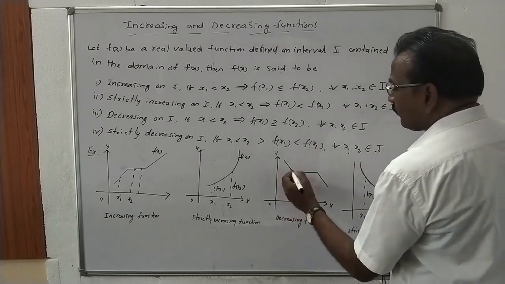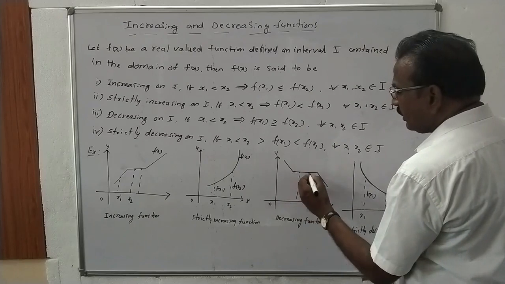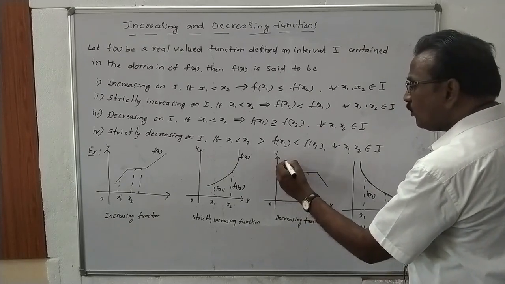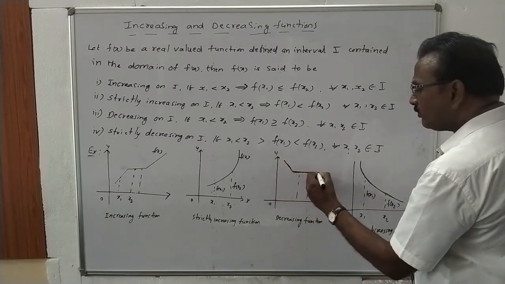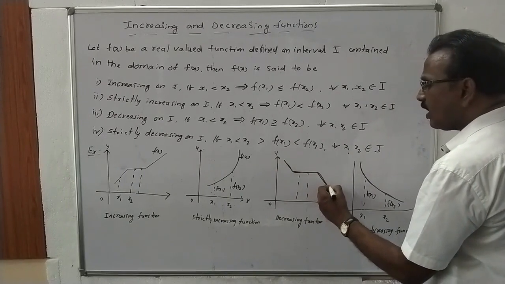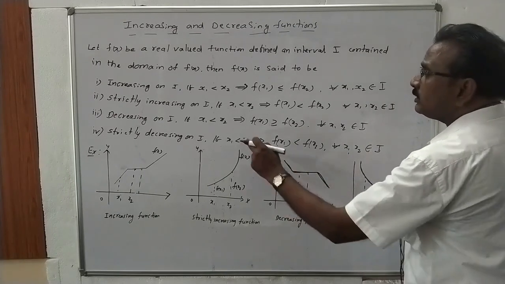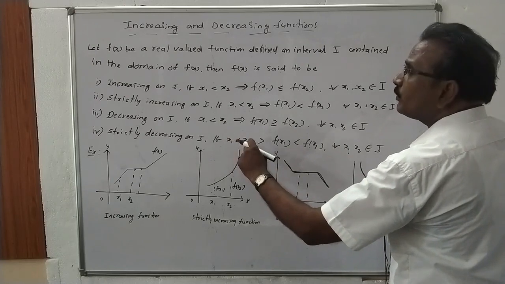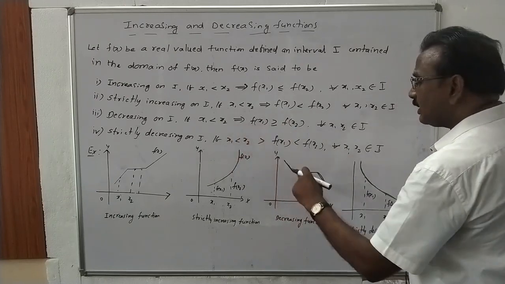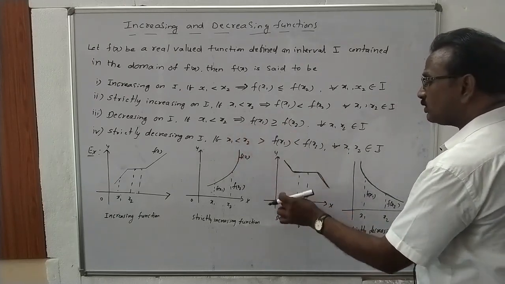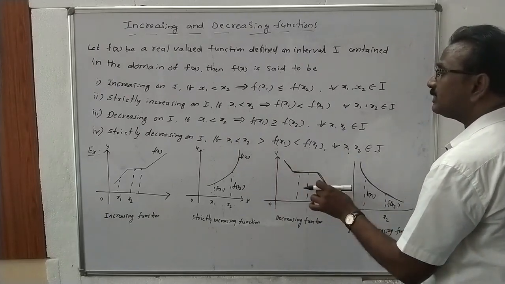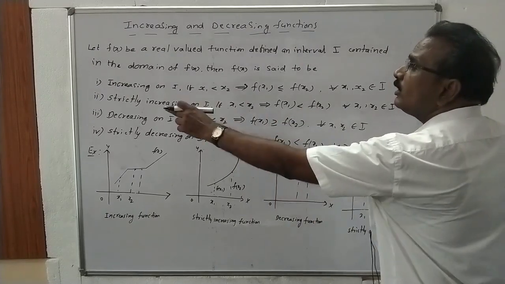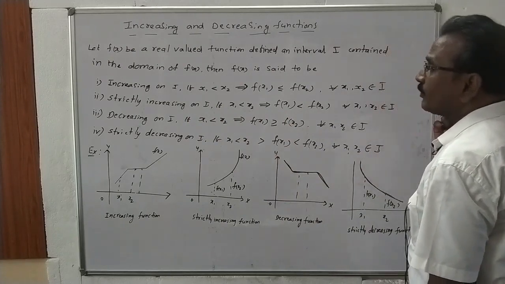So observe this graph. Sometimes the height is the same, but as we move from left to right, the height of the graph is decreasing, and sometimes they are equal. Suppose x1 is less than x2 and f of x1 is greater than or equal to f of x2, that is, the first height is greater than or equal to the second height, then the function is said to be decreasing.